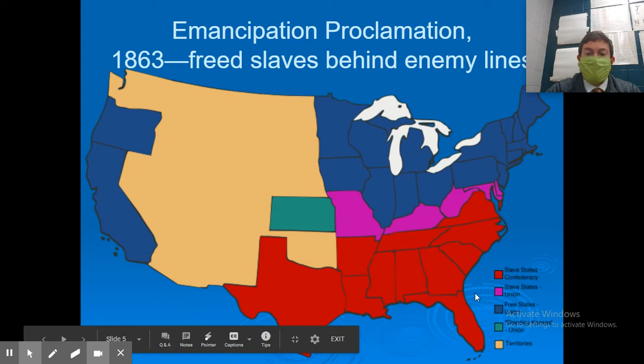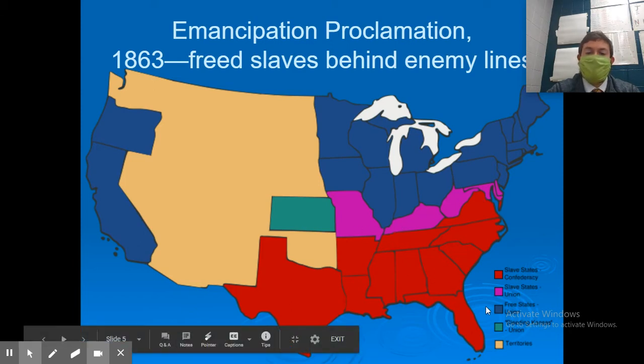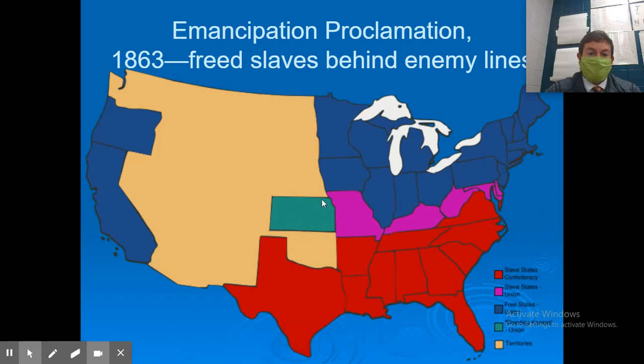So if you look at the picture, the red states are slave states that were in the Confederacy. The purple states were slave states that were in the Union. Blue states were free states in the Union. Bleeding Kansas, which we'll talk about more later. And then the beige are just territories. They were not states yet.